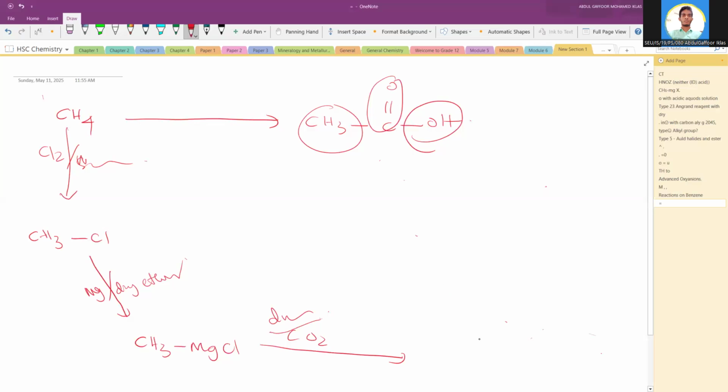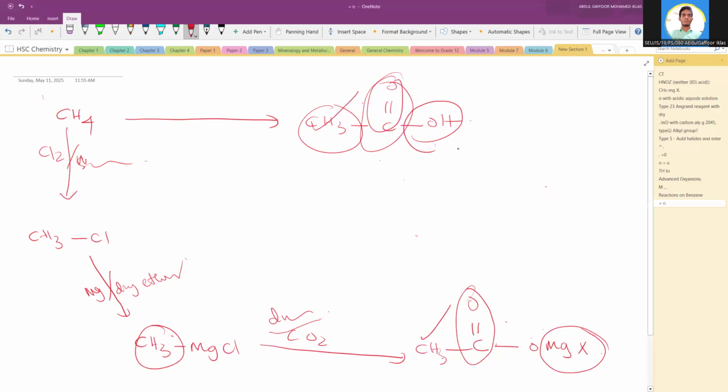If I draw it like this, you can easily understand. C double bond O, and here OMgX, and this CH3 will come and join here, right? Now, what is the difference here? CH3 is here, this group is also here, but the only difference is here MgX has become H. For that, we simply add H3O plus. That's what we studied already. So this is how this conversion should be done.